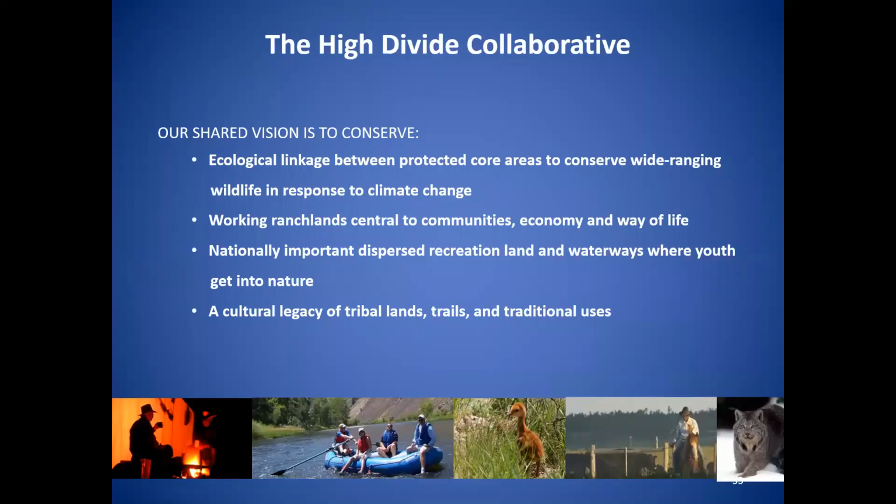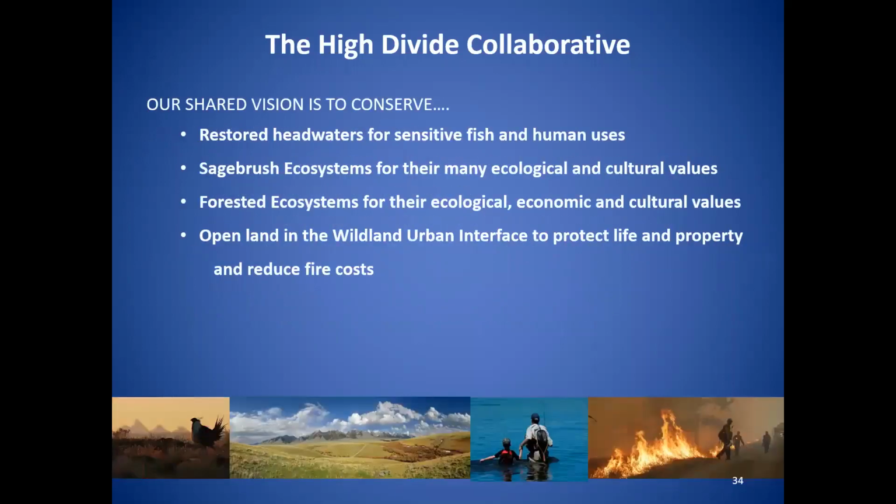Continental scaled connectivity, working family ranch lands, nationally important dispersed recreation, the cultural legacy of tribal lands and traditional uses, headwaters for world-class fisheries, the sagebrush ecosystems for their many values, the forested ecosystems for their ecological and cultural values, and habitat protected in the outskirts of towns, the wildland-urban interface, where there needs to be work to limit wildfire risks and minimize fire management costs and maintain forest management options.